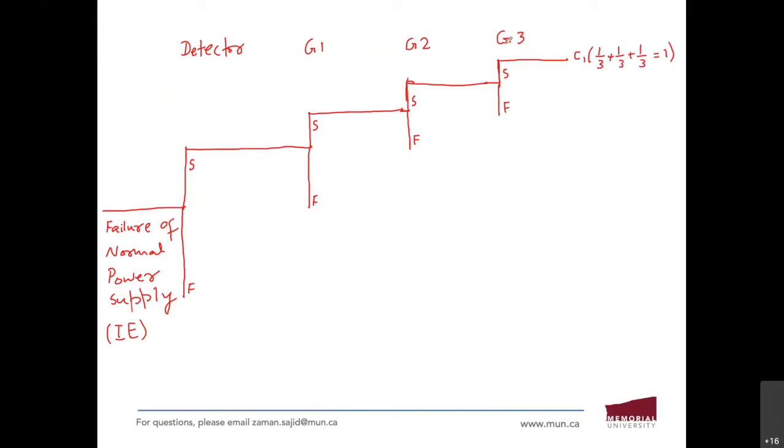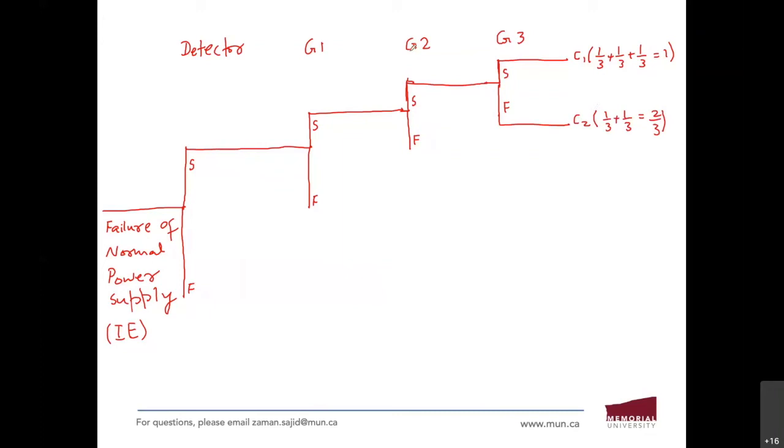However, in case generator 3 has failed and 2 and 1 are working, in this case my consequence, let's say it is C2, will be that only 2 generators are working. So it will be 1/3 plus 1/3, that is equal to 2/3. 2/3 of the power will be supplied.